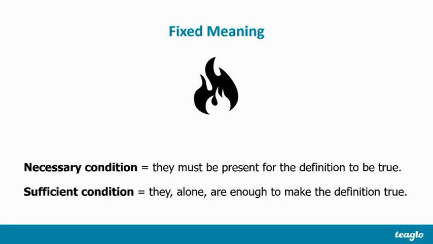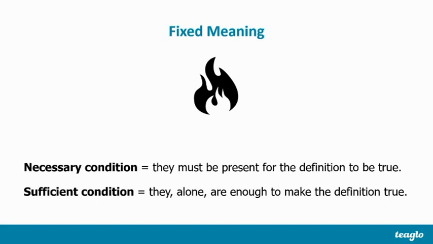So fire has three necessary conditions, the fire triangle. It needs oxygen, heat, and fuel. Each of those conditions is necessary, but on their own, they're not sufficient. So if you just had one of them, you would not have a fire. And a condition is only necessary if the definition cannot occur without it. Therefore, if we took heat, fuel, or oxygen away, just one of them, the fire would go out.